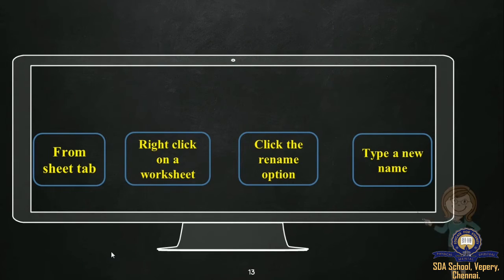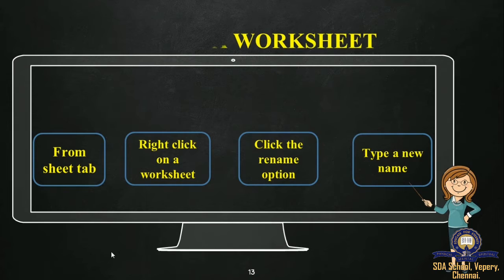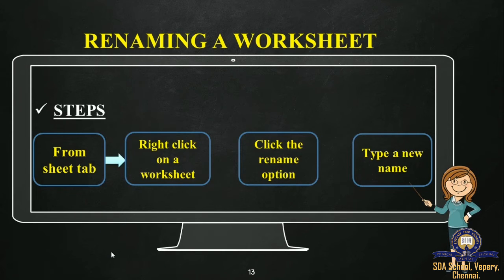Now you are going to see the steps to rename a worksheet. First, you go to the sheet tab, then right click on the worksheet, then click the rename option. Then you type a new name for your worksheet. Understood, children?